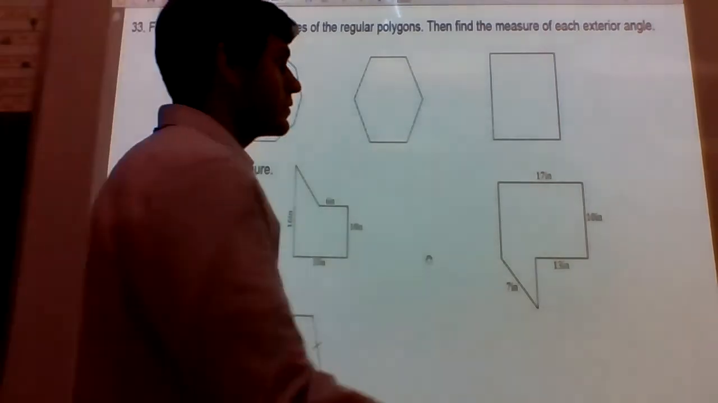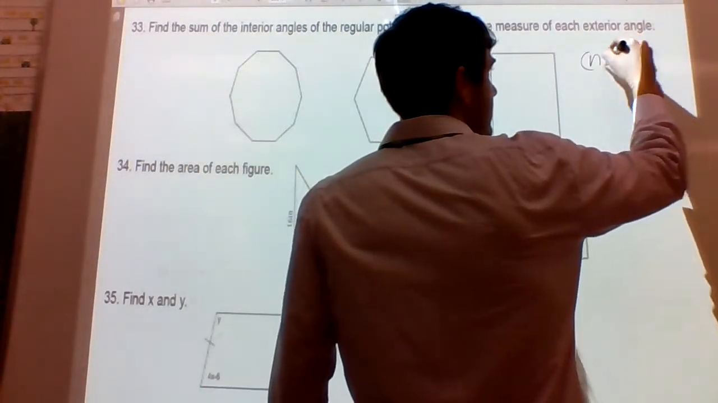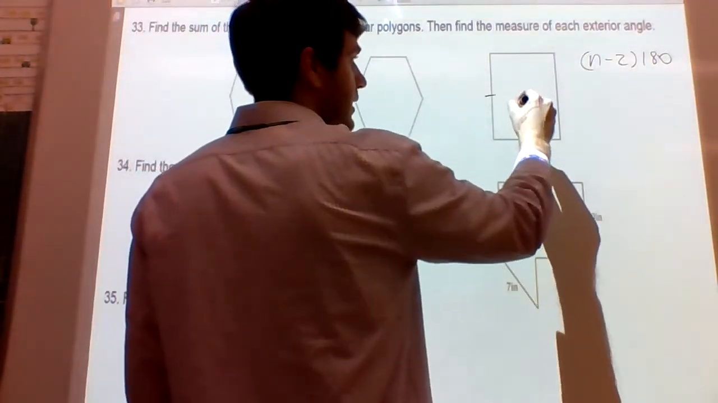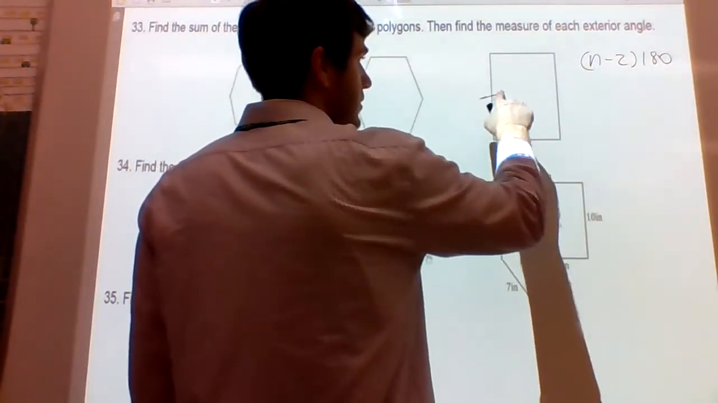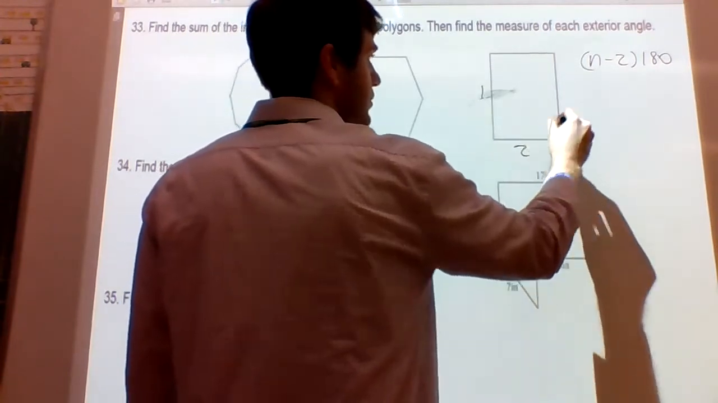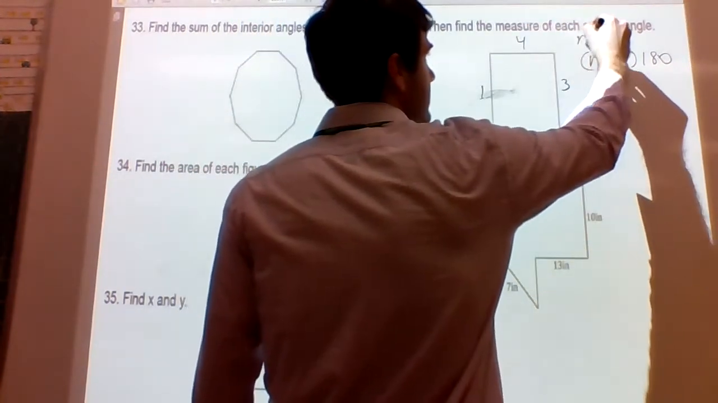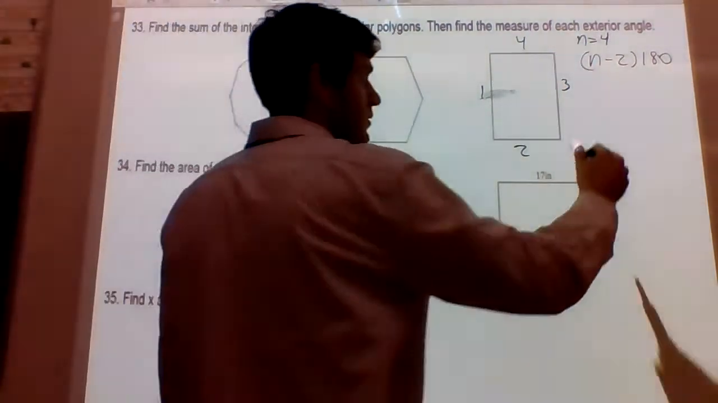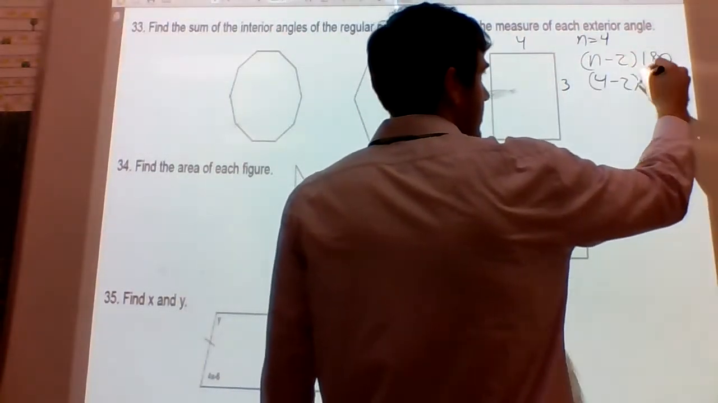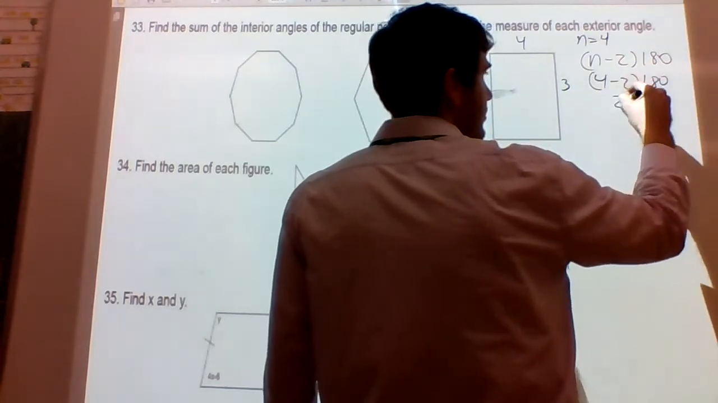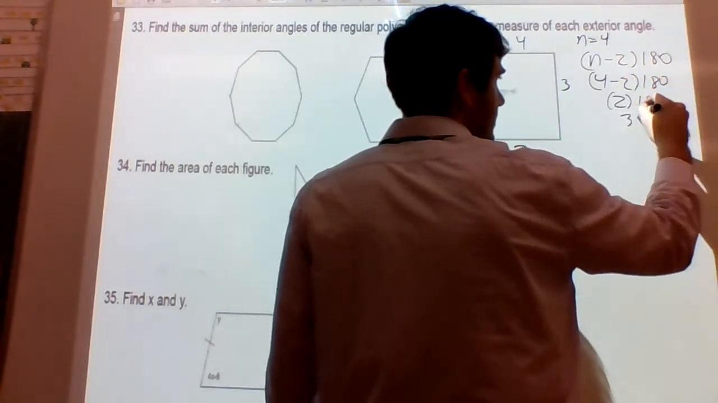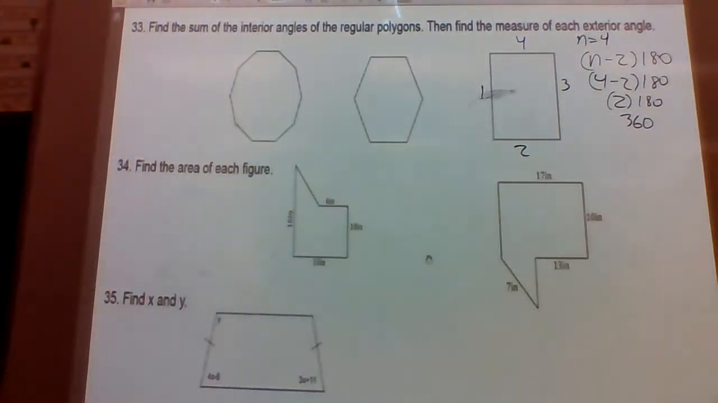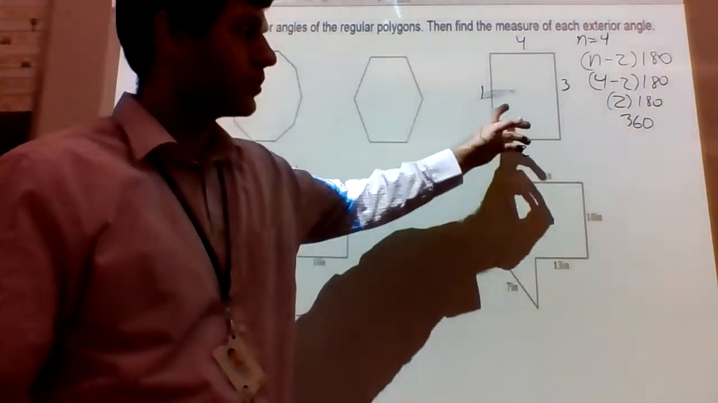So sum of the interior angles: we have n minus 2 times 180. We have four sides, 1, 2, 3, 4, so n is going to equal 4. 4 minus 2 is 2, and 2 times 180 is going to be 360. We know the 4 angles of a quadrilateral add up to 360.